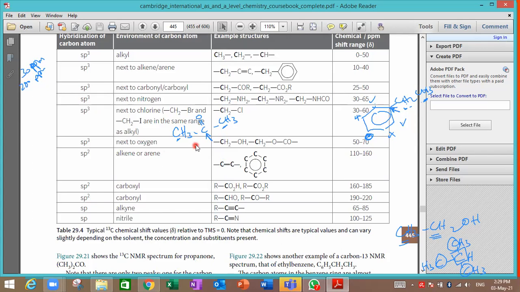And the C double bond O itself of a ketone appears between 190 to 220. It appeared for us at 220, I think, or was it 200 only? I don't remember. About 200, so it's in the same range. For the benzene ring, it appears between 110 to 160. If we have a CH3 or a CH2, it will appear between 0 and 50. We got it at 25.